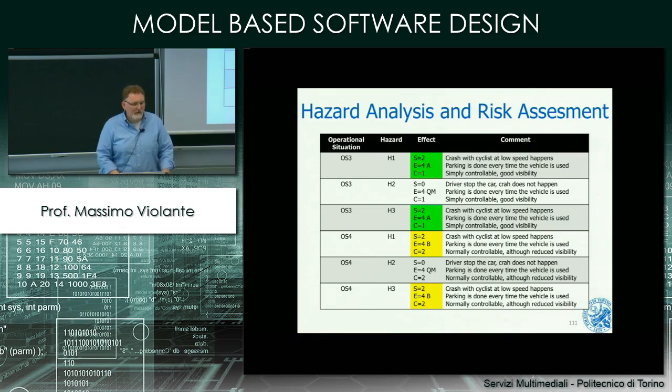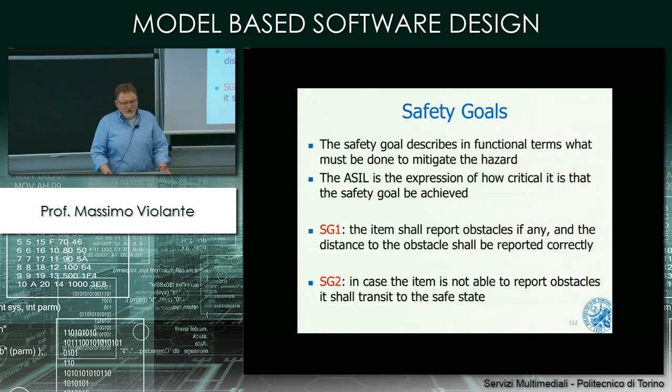So we know which is the risk associated with the usage of the faulty cross-traffic assist in the operational situations that are relevant for the item, and we have an incident. Okay, we have ASIL A and B. So we have to do something. We have to do some design to increase the capability of our system to avoid the risk. So which are the safety goals that we can specify?